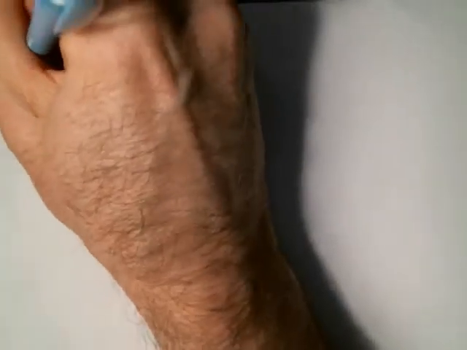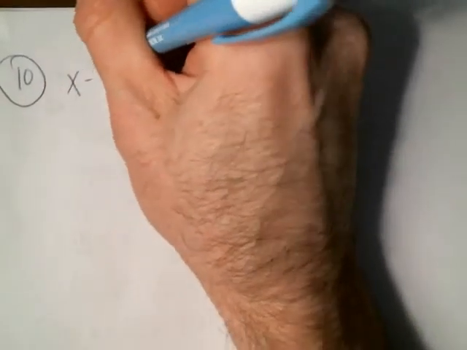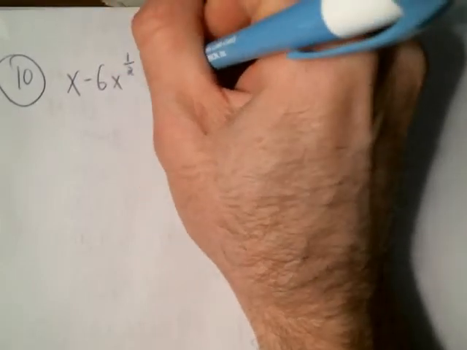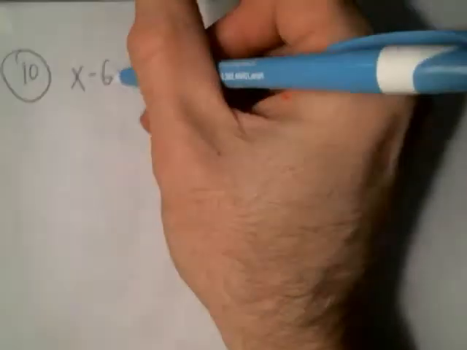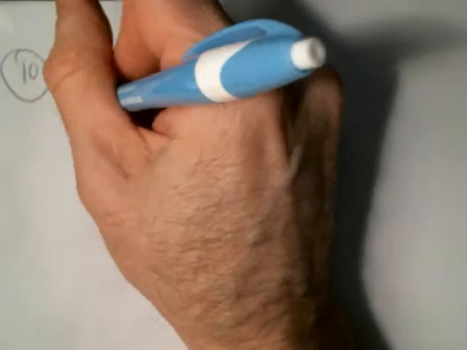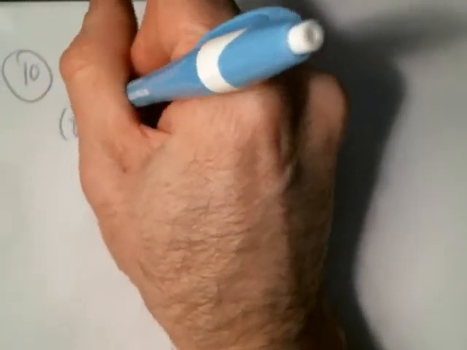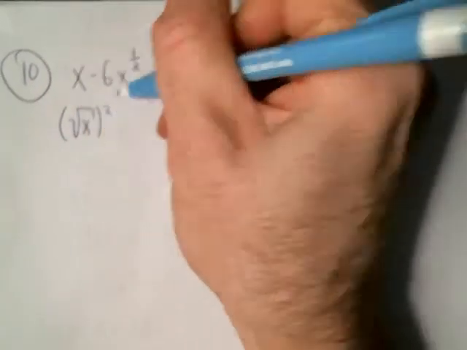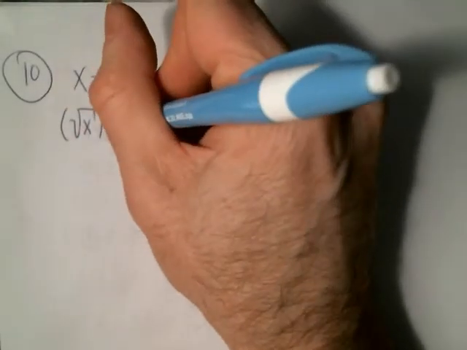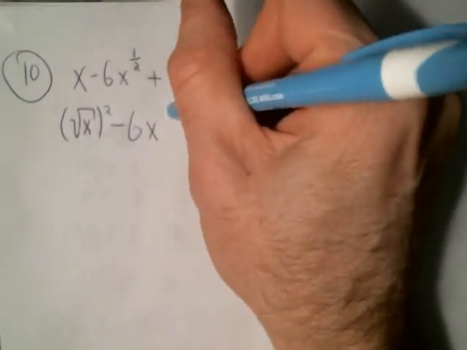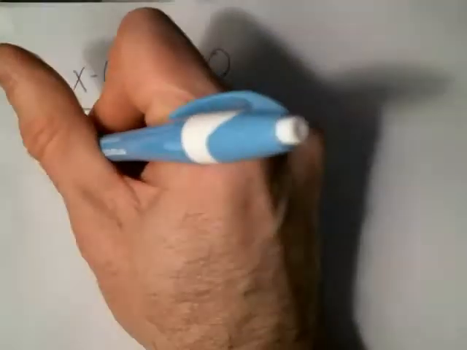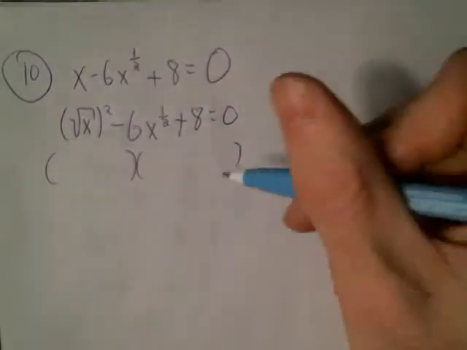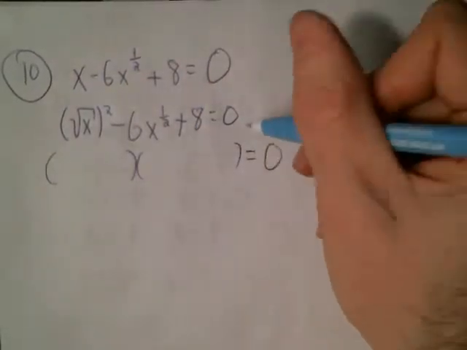So let's take a look. This is number 10, and I have x minus 6 times x to the 1/2 plus 8 is equal to 0. Okay. So in this case, if you don't see it, what's being squared here is square root of x squared, or if you'd rather, x to the 1/2 squared, right? And then minus 6x to the 1/2, or if you'd rather, 6 square root x, plus 8 is 0. Okay, I'm just going to go with the fraction exponent with x to the 1/2.